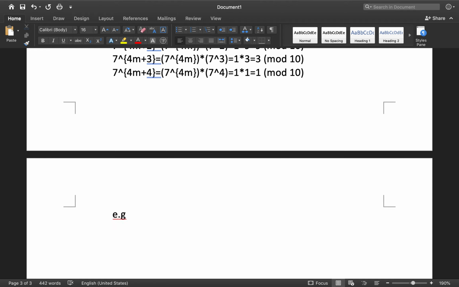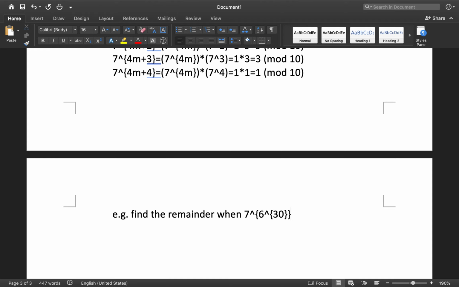Let me show you why we have to observe the pattern, because otherwise you couldn't solve the problem, because some numbers are just too big. So for example, we find the remainder when 7 to the power 6 to the power 30 is divided by 10. So be careful. This is a very big number. You raise 7 to some power, and what power? The power is 6 to the power 30.